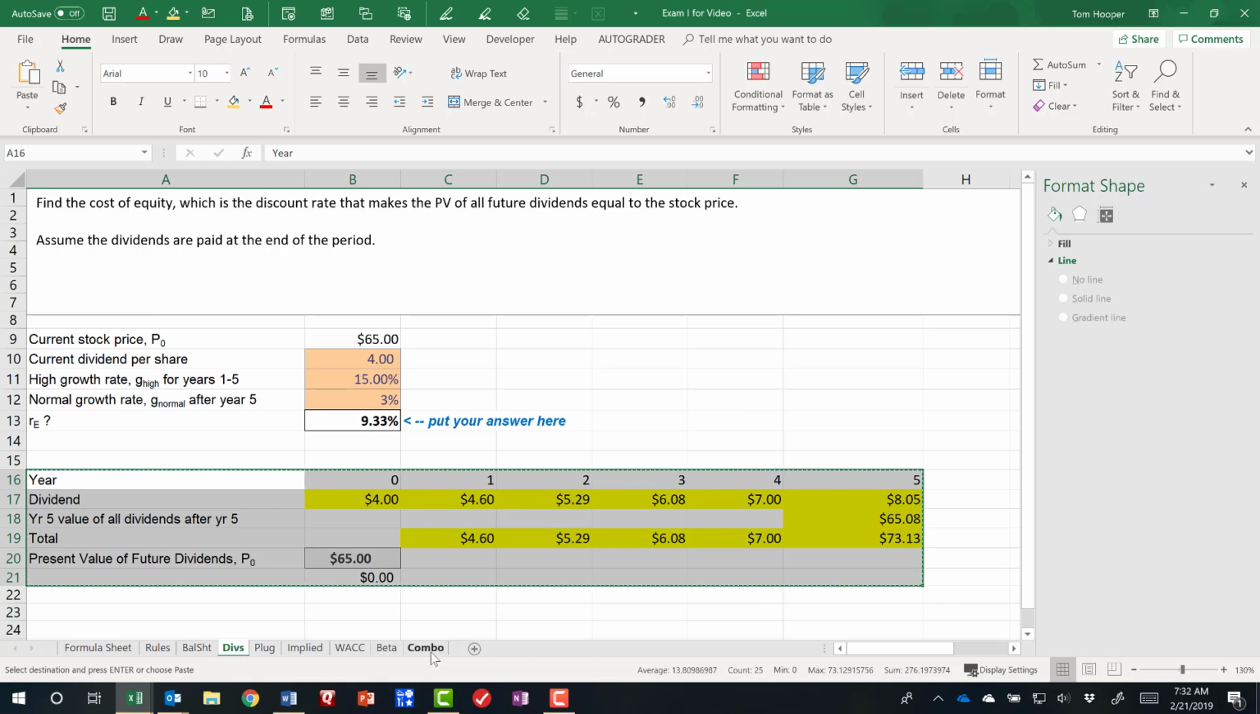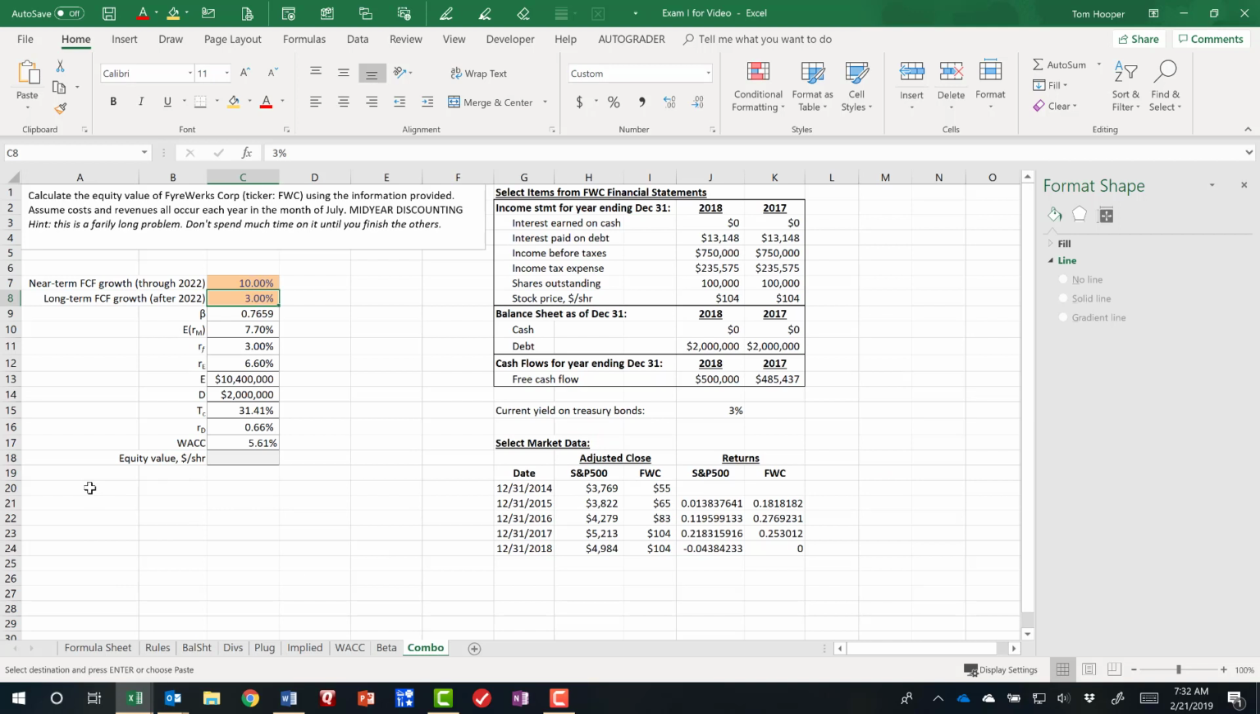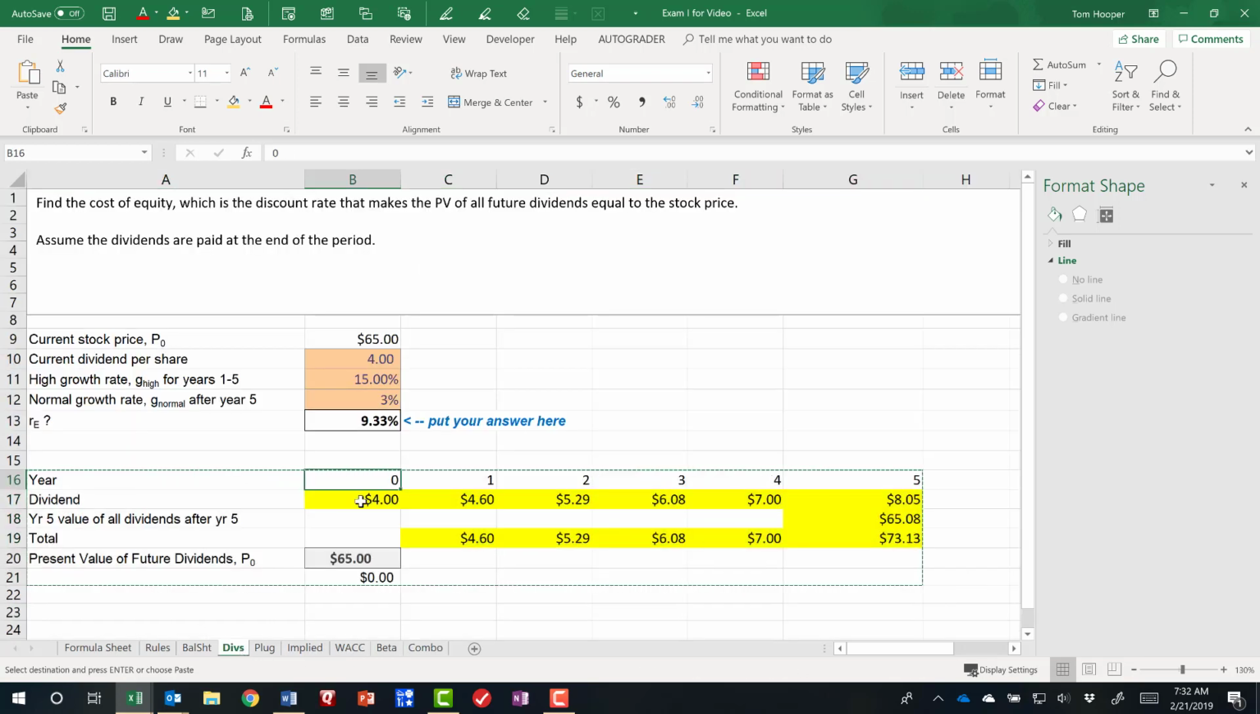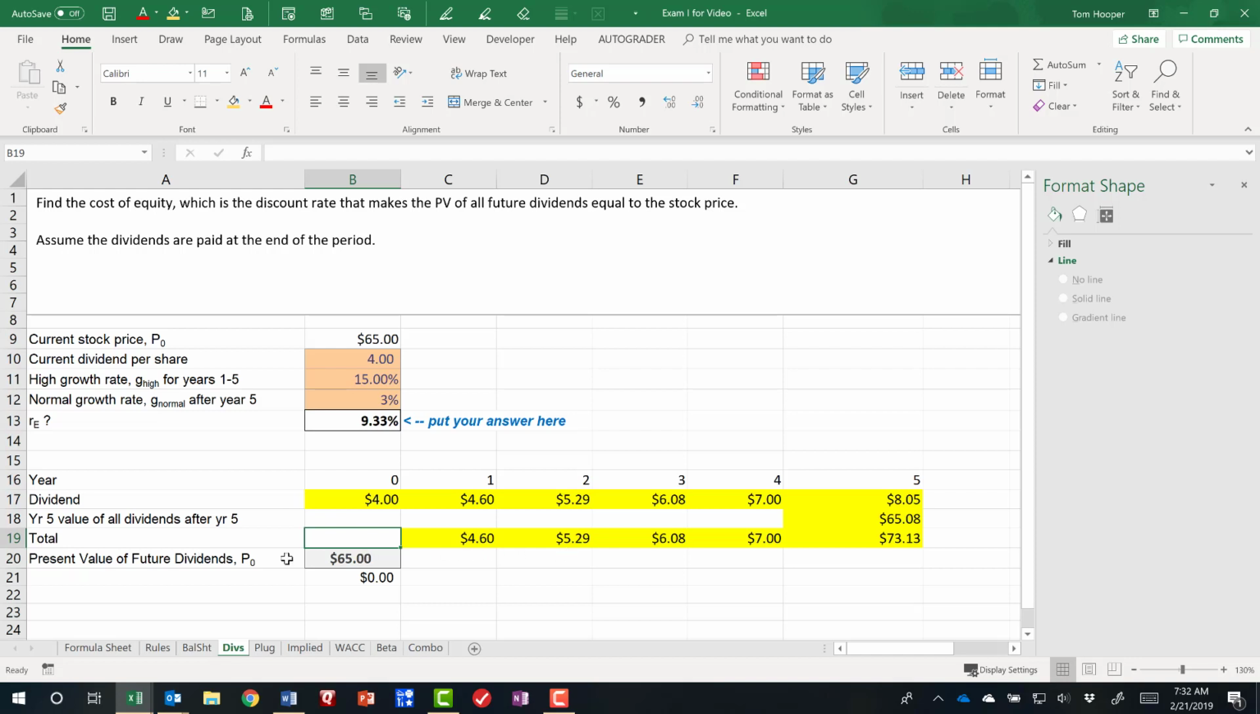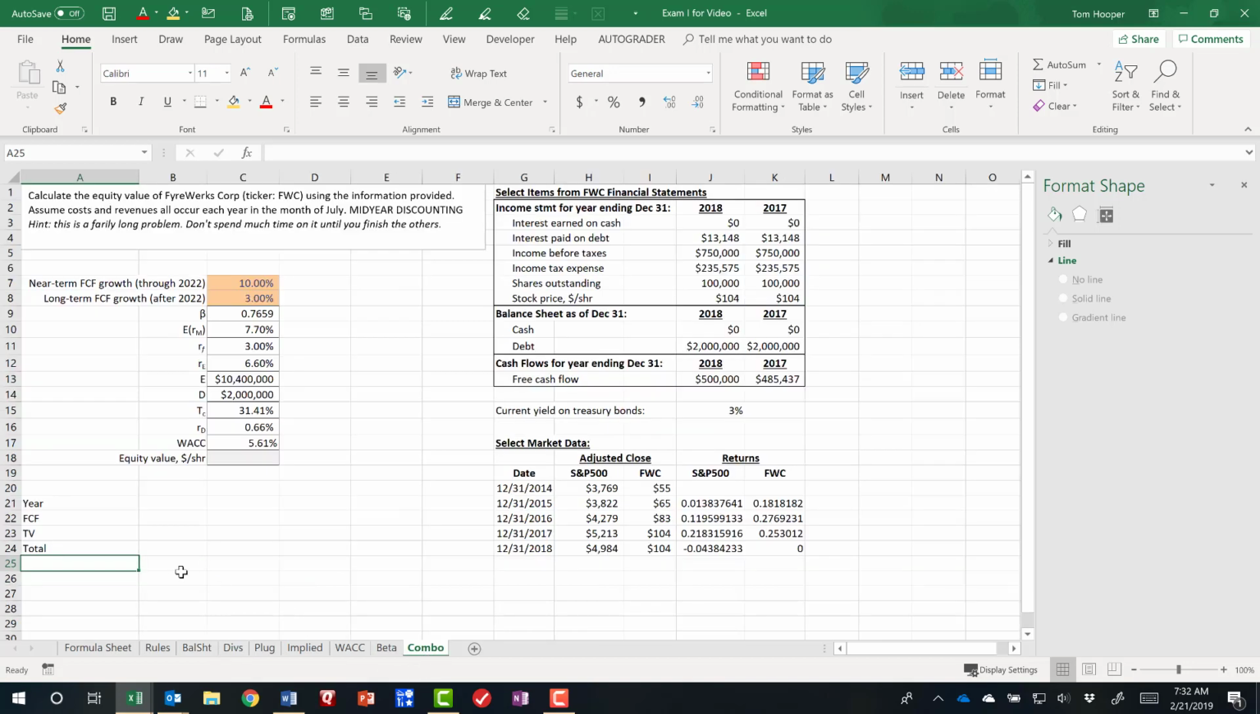Probably has some formulas I don't want to copy, but I don't want to paste over anything. I don't think I'll copy it. Dividends. All right, so I've got my years, my cash flows, or my dividends, my terminal value, and my total. Let's do it that way here. Year, free cash flow, terminal value, total, and then what did we do? Dividends. And present value of all those. There was more below that on the other one, but let's take the, oh, we call that PV of free cash flows is enterprise value.